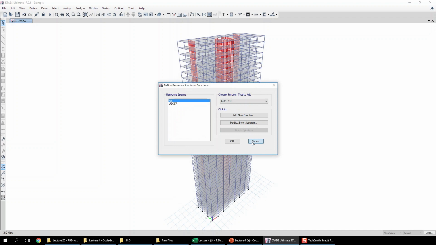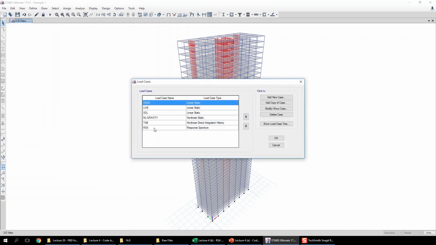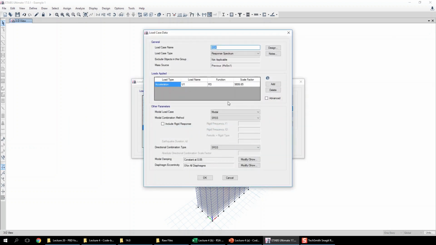This response spectrum is used to define the response spectrum load case. So you go to load case, and here you have an RSX load case. You can see here that this RS function is used as the load pattern for this response spectrum load case. The scale factor is the value of g, because this response spectrum function was defined in g units. So that's why I have to put here a scale factor of g to be multiplied with the function so that the spectral acceleration is in the right units.